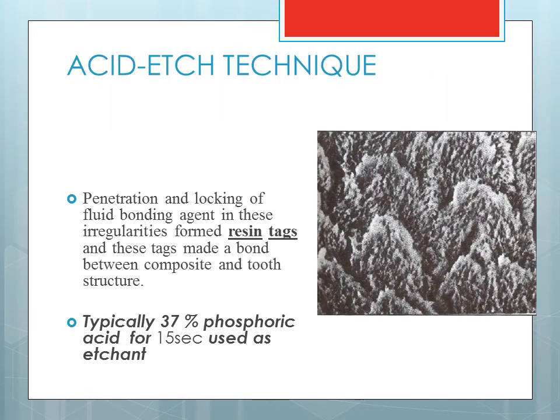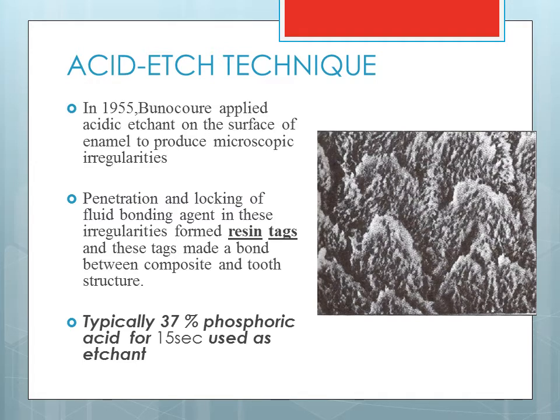Again, let's talk about acid etching. Penetration and locking of fluid bonding agents in these irregularities forms resin tags. After we etched the enamel and applied the bonding agent, it penetrated into the irregularities formed by the etching, and these formed resin tags. And that made a bond between composite and tooth structure.